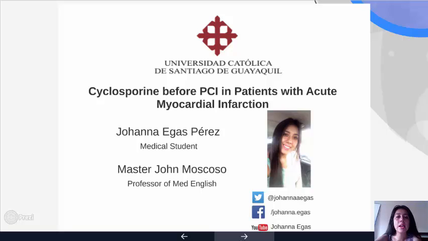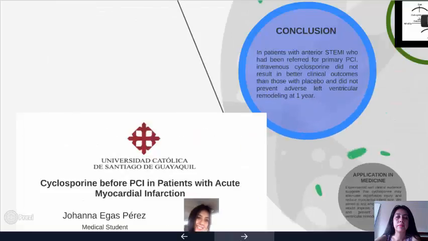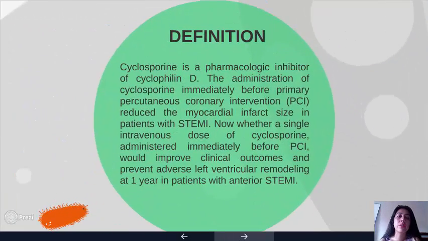Cyclosporin before PCI in patients with acute myocardial infarction. Definition: Cyclosporin is a pharmacologic inhibitor of cyclophilin D. The administration of cyclosporin immediately before primary percutaneous coronary intervention (PCI) reduces the myocardial infarct size in patients with STEMI.